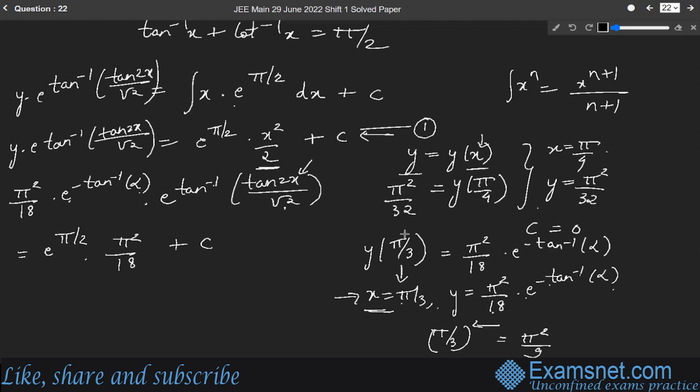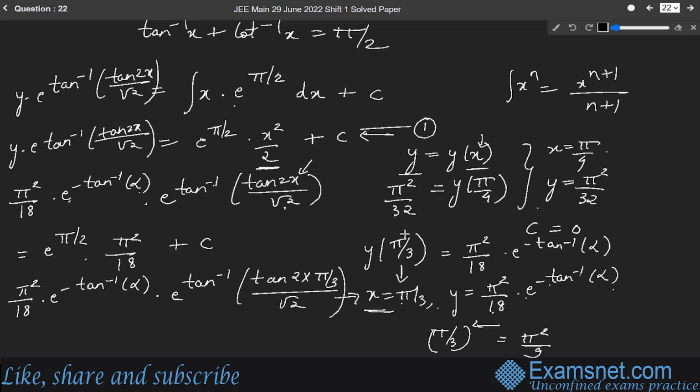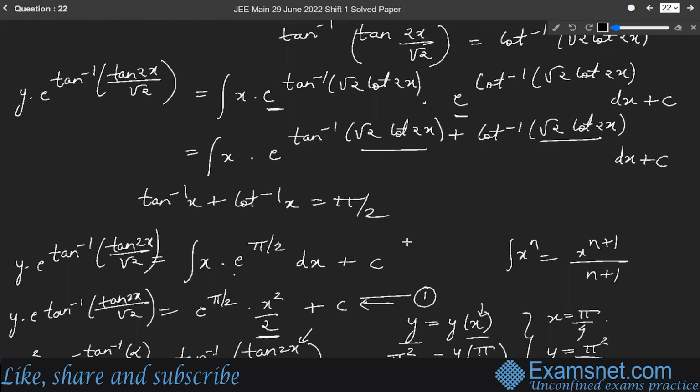Here also we have to substitute the value of x. So it will be pi square upon 18 into e power minus of tan inverse of alpha into e power of tan inverse of tan 2 into x. What is x? x is pi by 3 divided by root 2. Now what is tan 2 into pi by 3? Let us understand this concept.